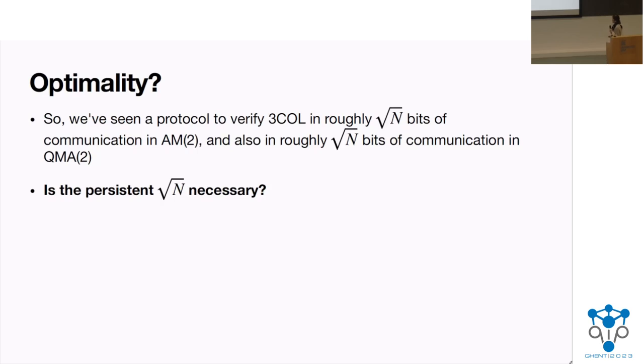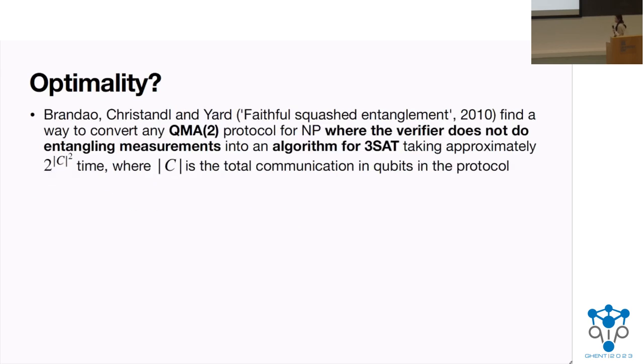So we've seen a protocol to verify three coloring in roughly root n bits of communication in AM2 and also in QMA2. So is the root n necessary? Is it optimal? So there is some evidence that it is. For example, Brandao, Christandl, and Yard in 2010 find a way to convert any QMA2 protocol for NP where the verifier does not do entangling measurements into an algorithm for 3-SAT, taking approximately 2 to the communication squared time. So that means if you do better than root n, then you're solving SAT in sub-exponential time, and that would be bad. We don't believe that's possible.